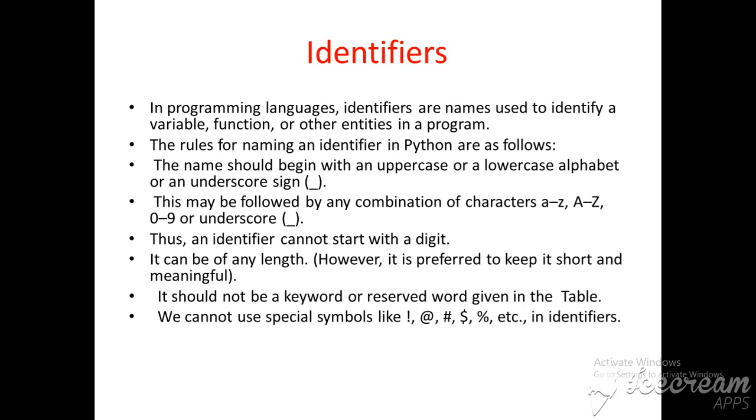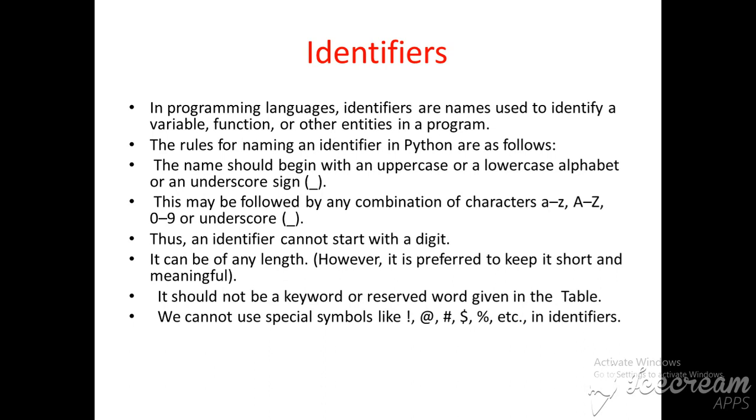For example, we need to find the sum of two numbers. We usually write sum is equal to a plus b. So here sum is an identifier, a is an identifier, b is an identifier. So identifiers are the names used to identify a variable or a function or any entity of a program. Here there are some rules for giving the name of identifiers.